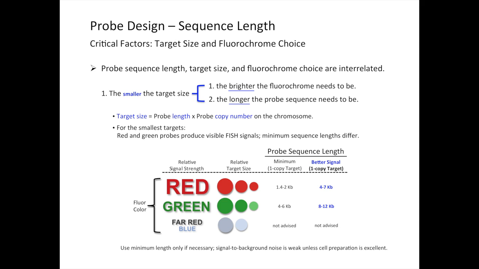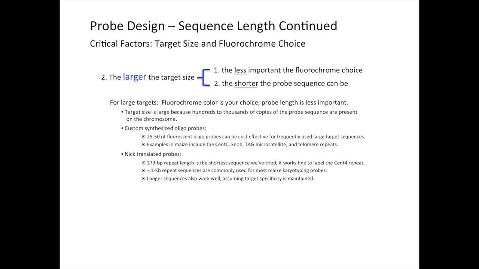Because red fluorochromes are intrinsically brighter, they can be used to label successfully not only large targets, but are the first choice for the smallest ones, as indicated by the smallest full color circle in the diagram. Green works well for all except the smallest targets, whereas blue and far red are most often reserved for larger targets. When labeling large targets, there is more flexibility in probe design. Choose the fluorochrome that best suits your objective.